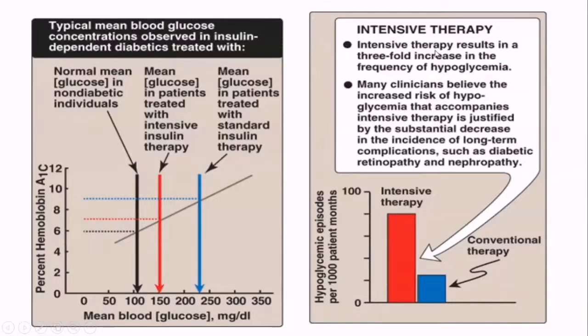Intensive therapy results in a threefold increase in the frequency of hypoglycemia. But many doctors believe that the increased risk of hypoglycemia that accompanies the intensive therapy is justified by the substantial decrease in the incidence of long-term complications such as diabetic retinopathy and nephropathy.